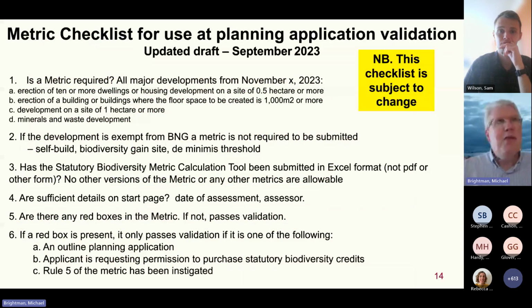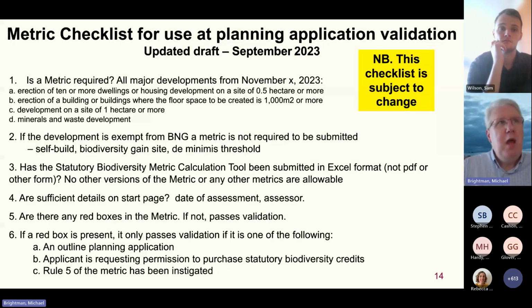Natural England is developing a metric checklist, and this is our latest draft of that checklist, which could be used at the validation stage by local planning authorities. And I'll take you through our checklist now. So the first part of the checklist would be, is a metric required? So for all major developments from day one in November 2023, it will be required.